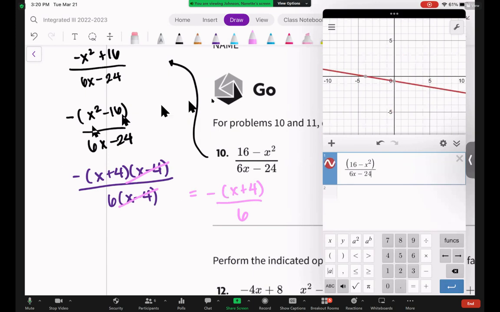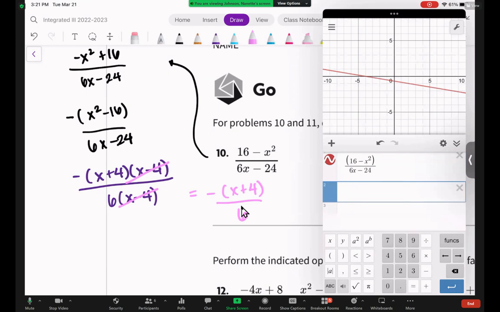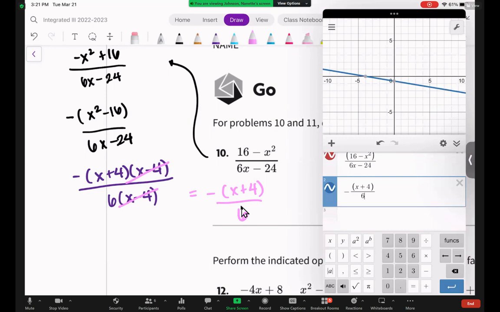So this is what I get here, right? This line. And then I'm going to do the same thing here. Now, sometimes they'll be a little bit off because of the holes that you'll get because of your domain, but it'll give you a pretty good picture on what to expect. So I'm just going to make sure that I copied it correctly. Negative x plus 4 over 6 and 16 minus x squared over 6x minus 24.